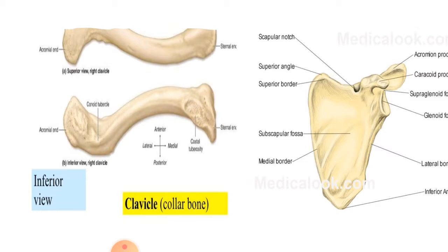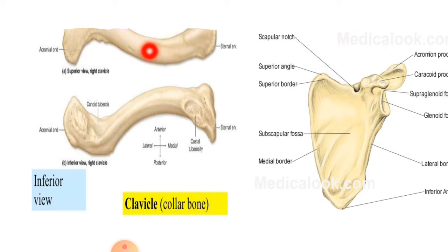The first bone that we are going to talk about is the clavicle, and this is the right clavicle. The first point is its shape. It is a roughly S-shaped bone. It has a sternal end that articulates with the manubrium of the sternum, which we discussed in our previous lecture when we studied the rib cage. The sternal end joins with the manubrium and forms the sternoclavicular joint.